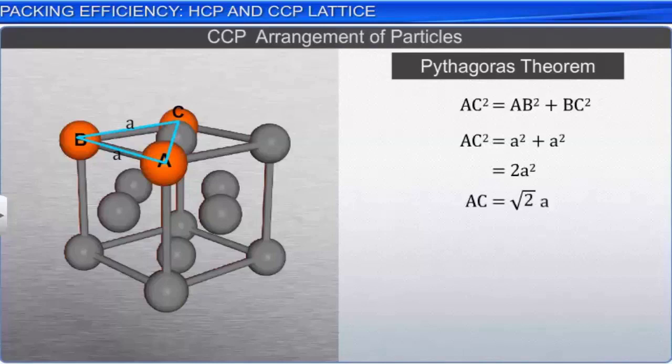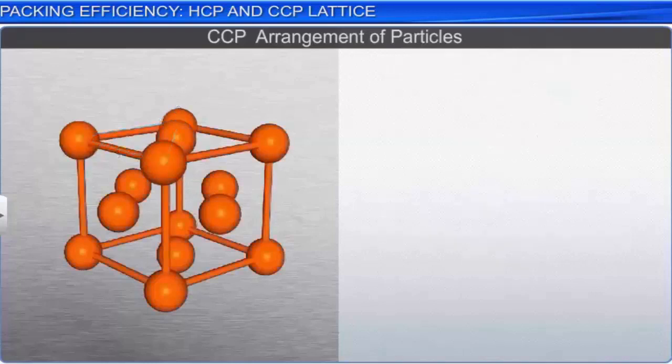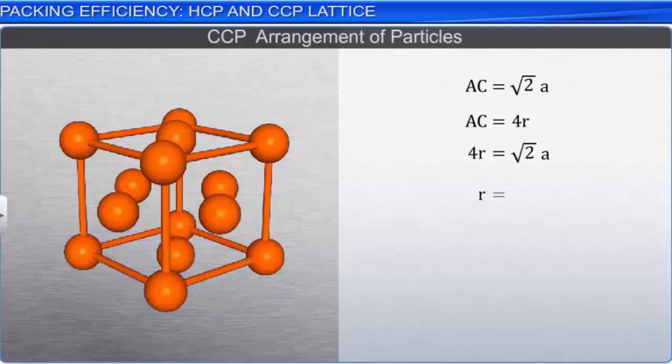However, face diagonal AC in terms of radius is AC is equal to 4R. Therefore, equating the two expressions for AC, we get 4R is equal to root 2A. Hence, R is equal to root 2 upon 4 multiplied by A as given here.